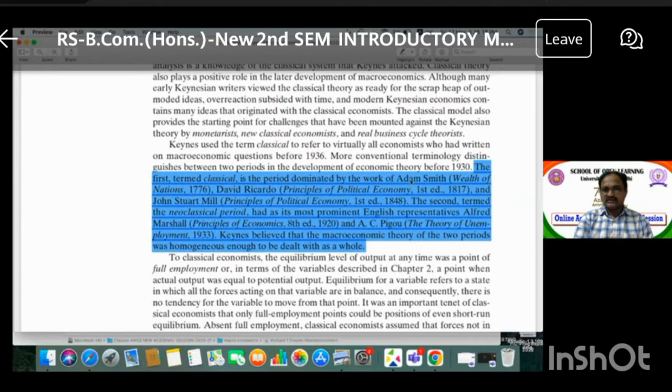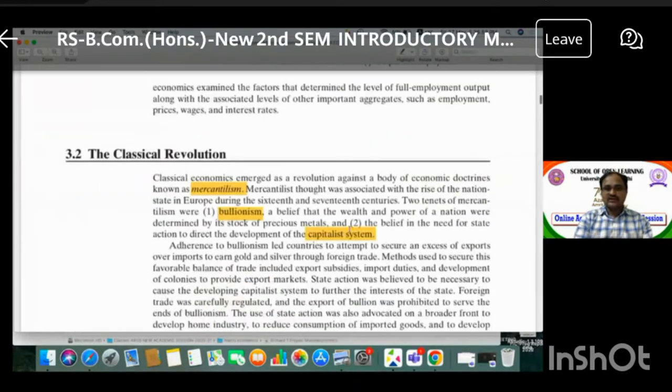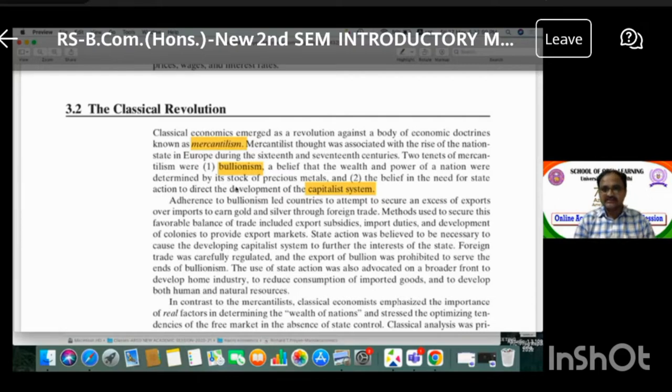In economics, the classical period is Adam Smith, David Ricardo, J.B. Say, J.S. Mill, and so on. The neoclassical economist is Alfred Marshall, with his theory in Principles of Economics, 1920. These are the classical economists. Another group is the modern economists, that is Keynes, Milton Friedman, and Irving Fisher. All of them discuss what determines output and employment, through different factors. What is the point? If you are talking about the classical revolution or the classical theory, it emerged from the body of economic doctrine known as mercantilism.